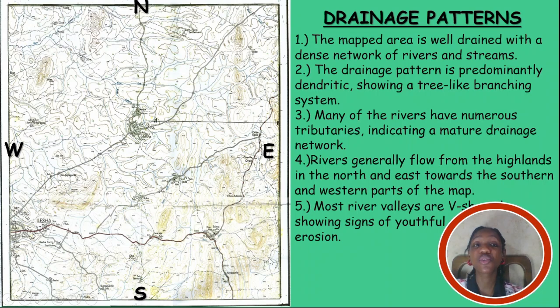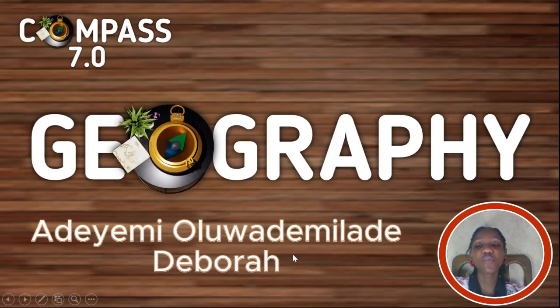But all of these explanations are not necessary. Just focus on what you can see. The map is well drained, the drainage pattern is dendritic, rivers have numerous tributaries, the direction of flow, and V-shaped river valleys. And with that, we've come to the end of this video.